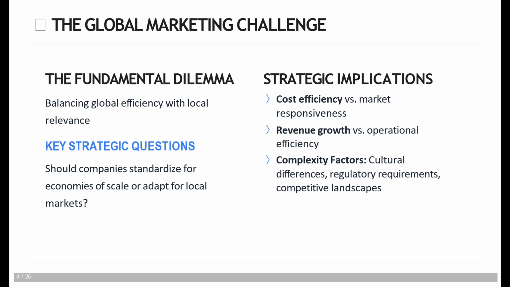More complex factors include cultural differences like language, values, and traditions, and there will also be regulatory requirements like laws, standards, and certifications. Vietnam might have some lenient laws compared to the US, for example. And then we will also have to think about the competitive landscape, local versus global competitors. And lastly, infrastructure and distribution challenges. For example, a global fast food chain may want to use the same menu worldwide, but local dietary restrictions or taste preferences may require significant adaptation.